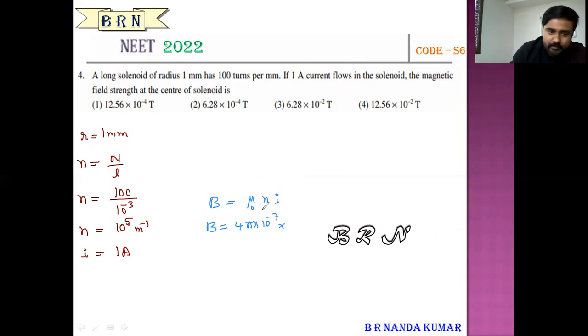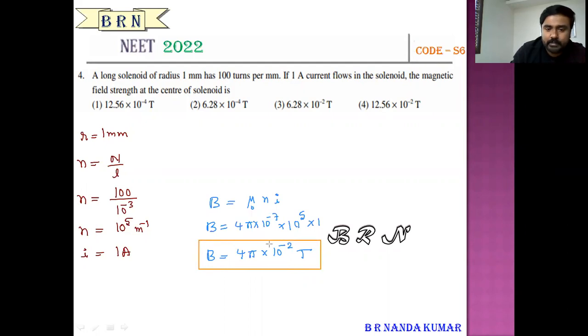So n means number of turns per unit length, which is 10 power 5, and the current is 1. Simplifying, 4 pi into 10 power minus 7 plus 5, so minus 2. What is the unit? Tesla, correct? So the answer is 4 pi into 10 power minus 2 Tesla.